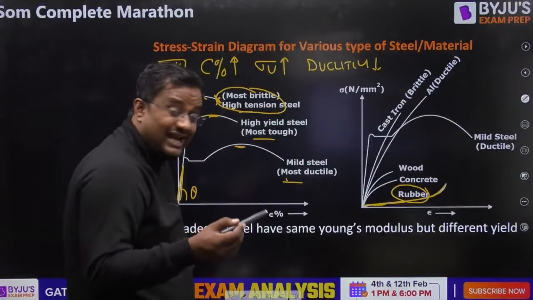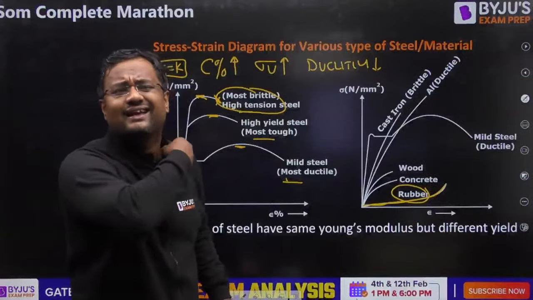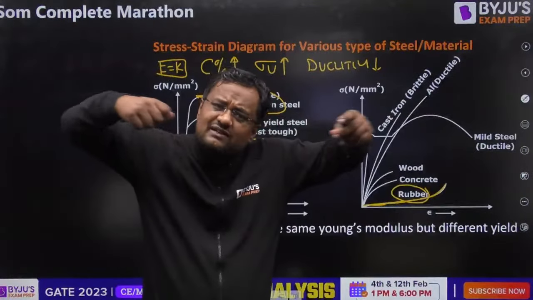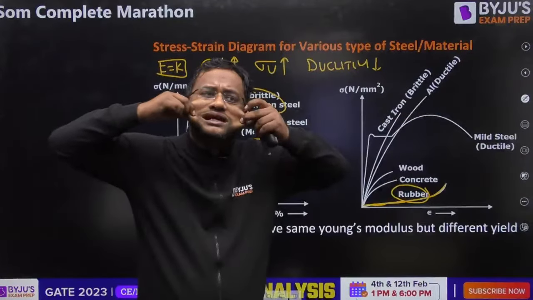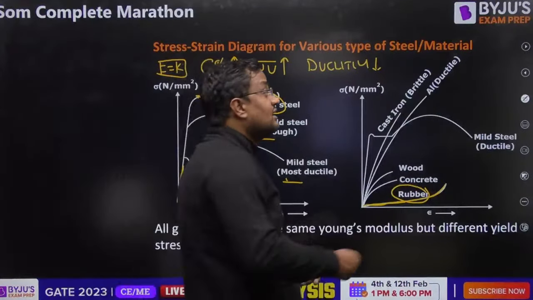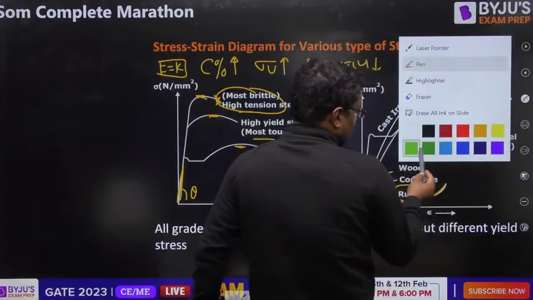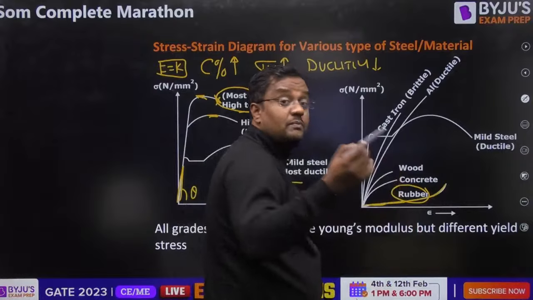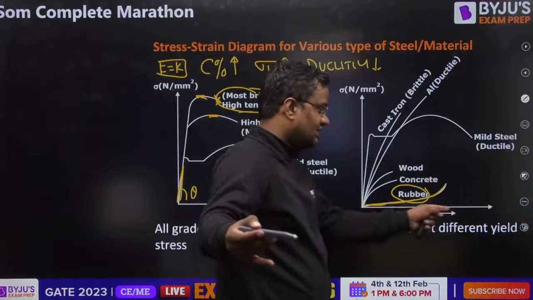Okay. So anyone can tell you, hey Abhinav, rubber is failing with high strain. Then why is it brittle? Let me tell you. Because the real definition of ductility is that the post-elastic strain should be more than 5%. Strain is a ratio or percentage.